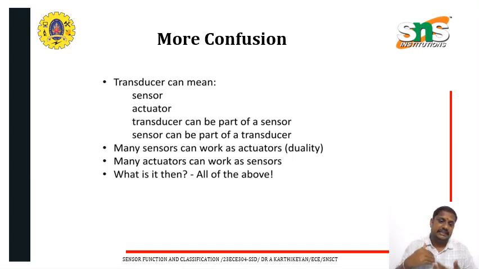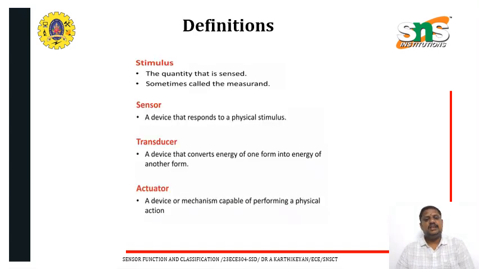What are the main functions of the sensor, the actuator, and the differentiator? Mainly the stimulus. What is the technical name for the quantity of information or data that is sensed? That is called a stimulus. Sometimes it is also called a measurement. So the quantity sensed by the sensor is called a stimulus, or a measurement.